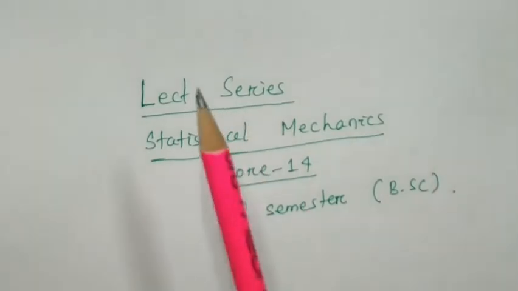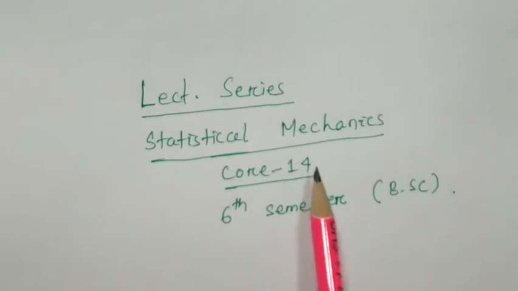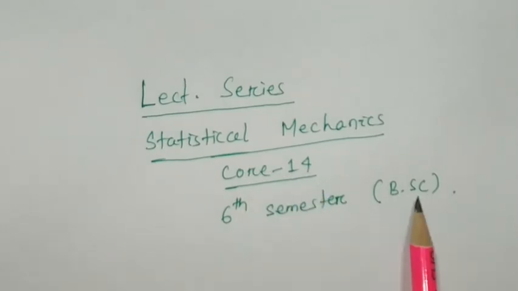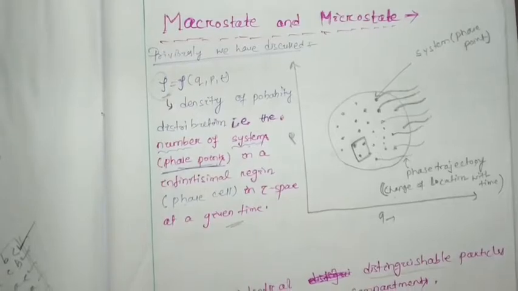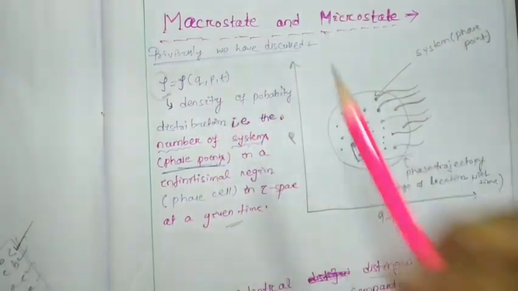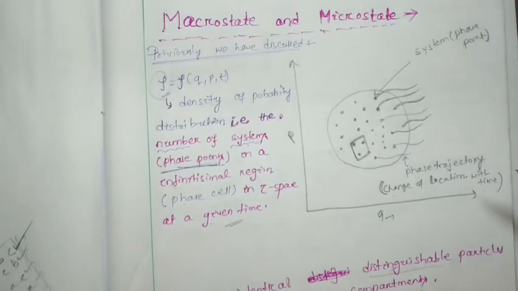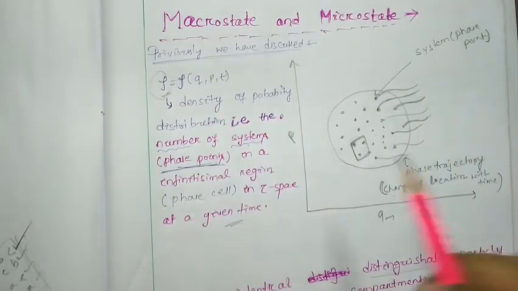Welcome to all in our lecture series on statistical mechanics, that is your core paper 14, belonging to the 6th semester BSc syllabus. In our last class we discussed microstate and macrostate, and how it is important to observe the physical dynamics of the ensemble or of a system.